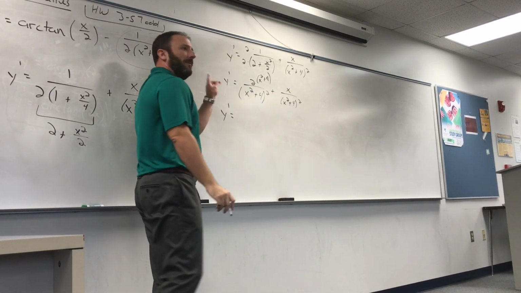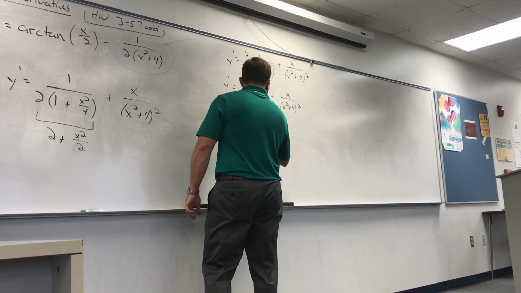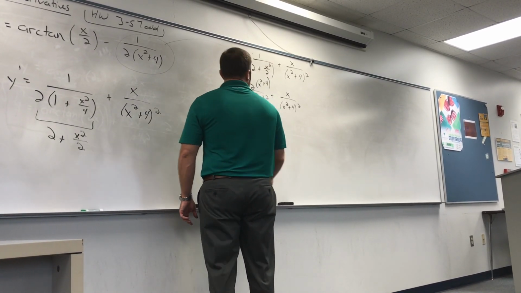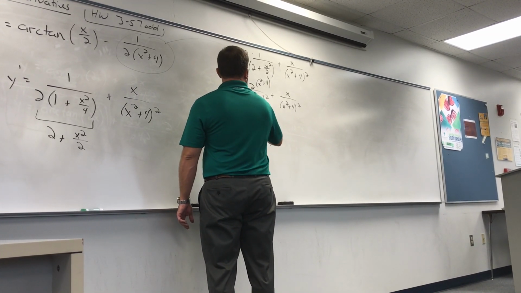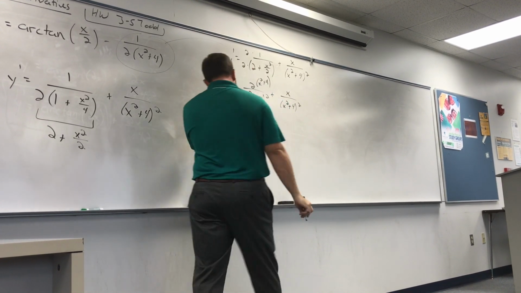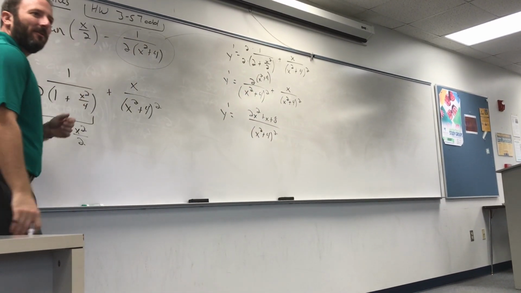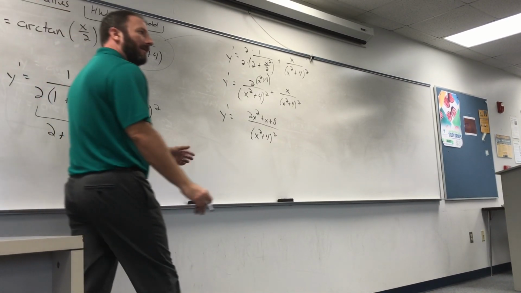So top and bottom by x squared plus 4. Now we've got a common denominator. So on the bottom, x squared plus 4 squared. Up top, we've got a 2x squared plus x plus 8. We can think about this for a few minutes, see if there's a top factor. Is there anything cute that's going to happen? There isn't. That would just be our answer.